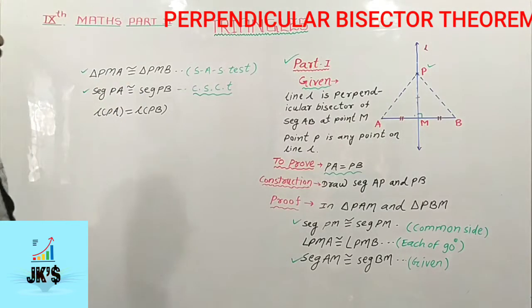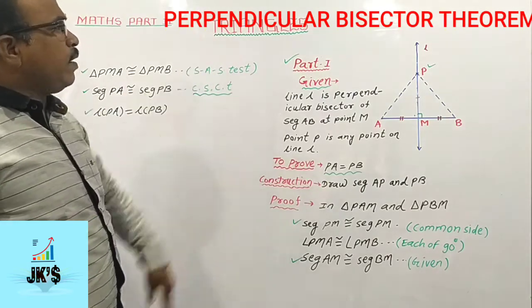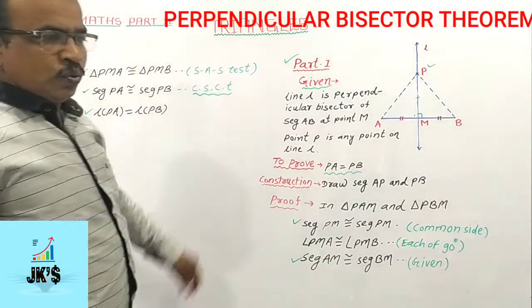If the two segments are congruent, then their lengths are equal. Length PA is equals to length PB. In this way, the statement of the perpendicular bisector theorem is proved.